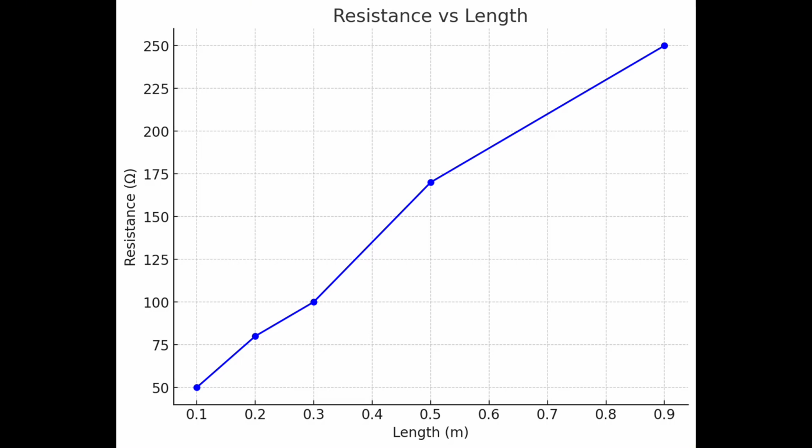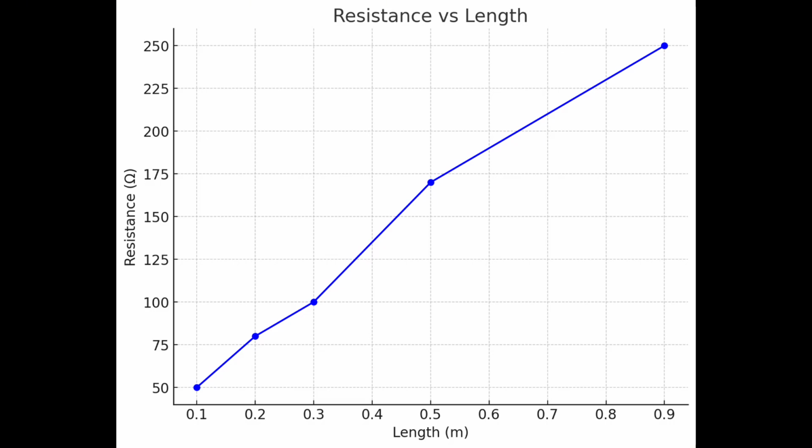However, there were some small differences in the resistivity values. This could have happened because of a few common errors. For example, the wire connections might not have been perfect, which can cause extra resistance. The measuring tools, like the multimeter and micrometer, may not have been very precise, and we could have made small mistakes when reading or recording the data.